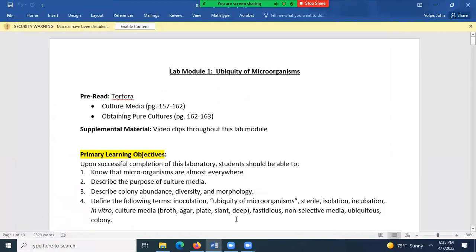So the primary learning objectives, upon successfully completing this laboratory, you should be able to know that microorganisms are almost everywhere. You should be able to describe the purpose of culture media. You should be able to describe the colony abundance, the colony diversity, and the colony morphology. And we'll talk a little bit about those. You should be able to define the following terms. What's inoculation? Ubiquity of microorganisms. What's something that's sterile? What is isolation? Incubation, in vitro, culture media.